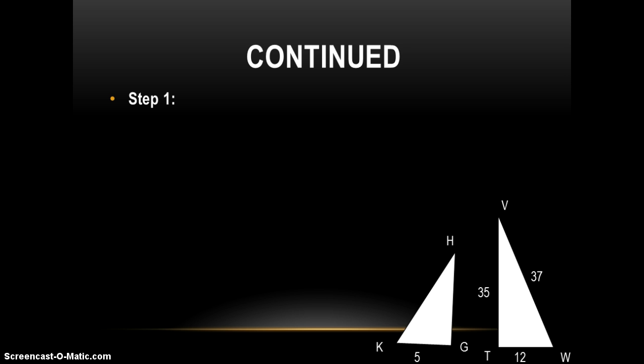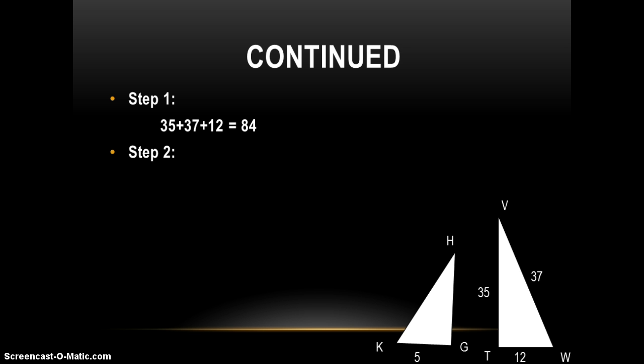So for step 1, we have to find the perimeter. So the three numbers that we're going to use to find the perimeter of TVW are 35 plus 37 plus 12 equals 84. This is the only triangle we can find the perimeter of because we're given the three side lengths. Step 2, we're going to set up a proportion.